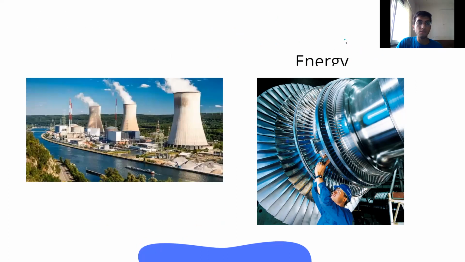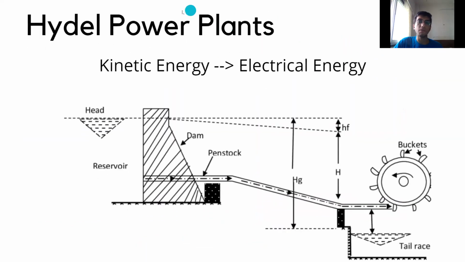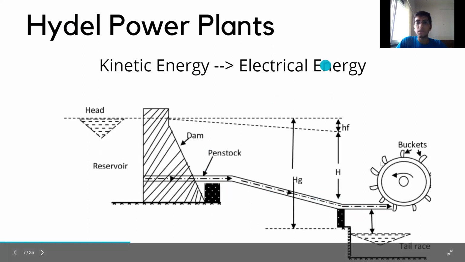Now, coming on to the second type, which is hydel power plants. These are renewable sources of energy and they are quite clean as compared to the thermal power plants. Here, water is made to flow from a height to the turbines. Then we can convert the kinetic energy of the flowing water into electrical energy through these turbines. As you can see here, water flows and then the turbine rotates in this manner.